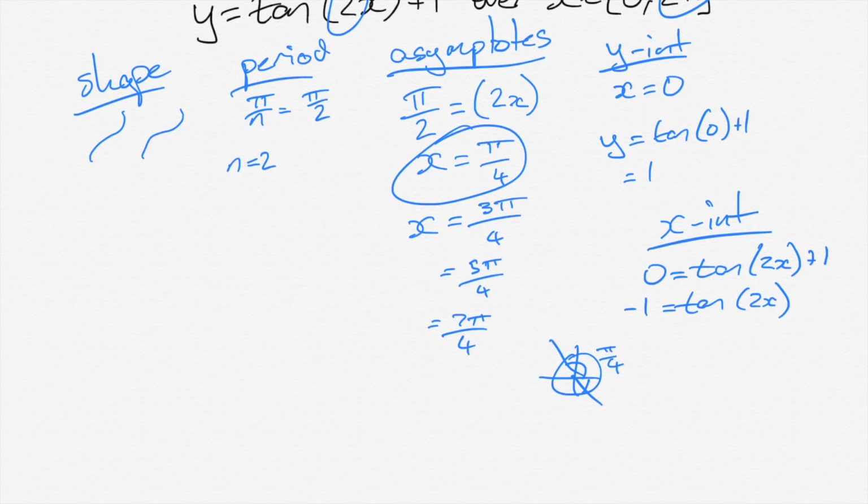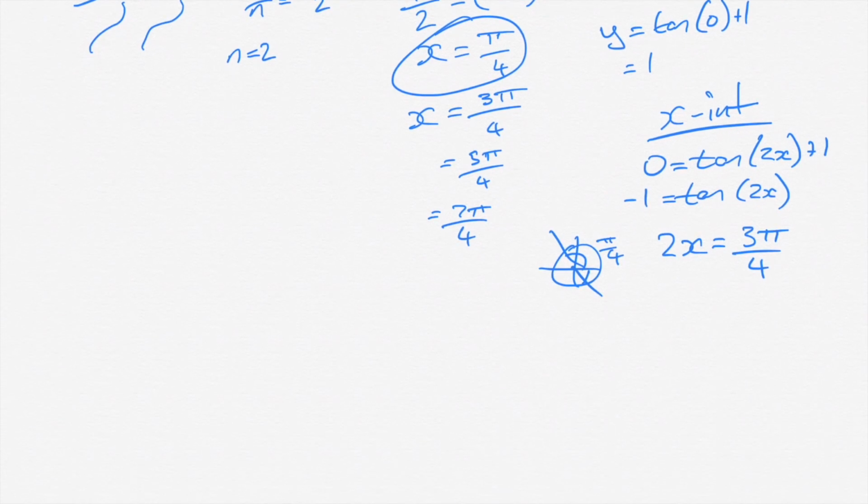Doesn't really matter which one I pick, because what I'm going to be doing is adding the period to it each time. So in this case, I'm going to be saying 2x is equal to 3 pi on 4, that first one. Just one of my solutions, that's all I need to find. I'm not worried about all of them at this stage.